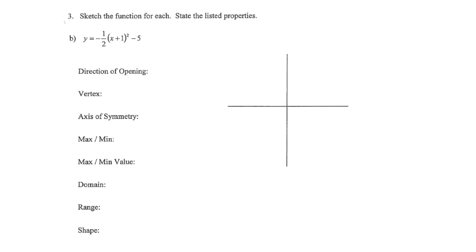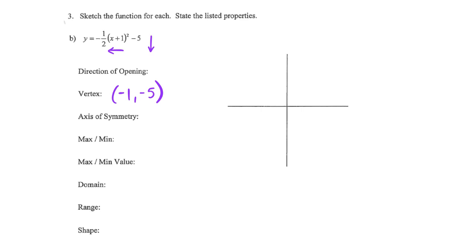Okay, we're back. I'm going to do the same thing. I'm just going to go in the opposite direction. I can see that I'm going to have to shift my parabola to the left 1, and I'm going to have to shift it down 5. So I'm going to just get rid of that circle. That's going to make my vertex -1, -5.